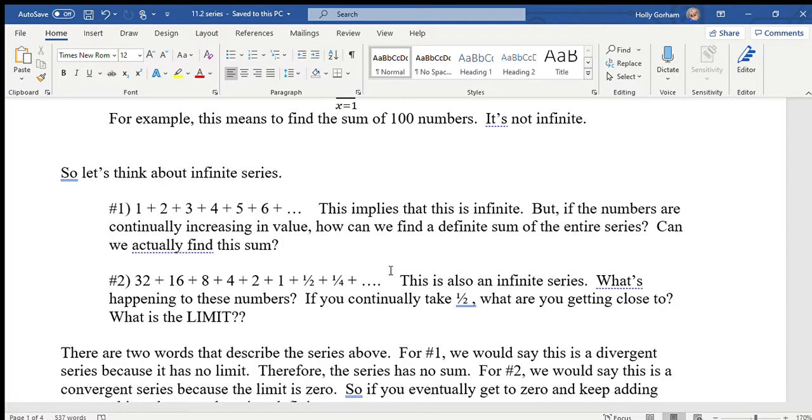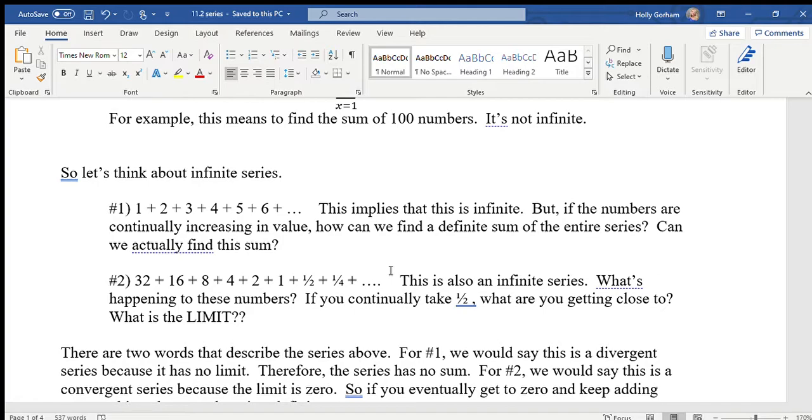Let's look at the second one. Now you've got 32 plus 16 plus 8 plus 4 plus 2 plus 1 plus 1/2 plus 1/4 and so on. So again, dot, dot, dot, this is an infinite series. If you look at your numbers, notice what's happening. You're taking half of every number. If you were to take half of every number, eventually you're going to get really close to 0. And you can try that on the calculator if you just keep dividing by 2. You're going to get close to 0. Eventually your calculator may even say 0. Therefore, what's the limit? The limit is 0 because that's what it's getting close to.